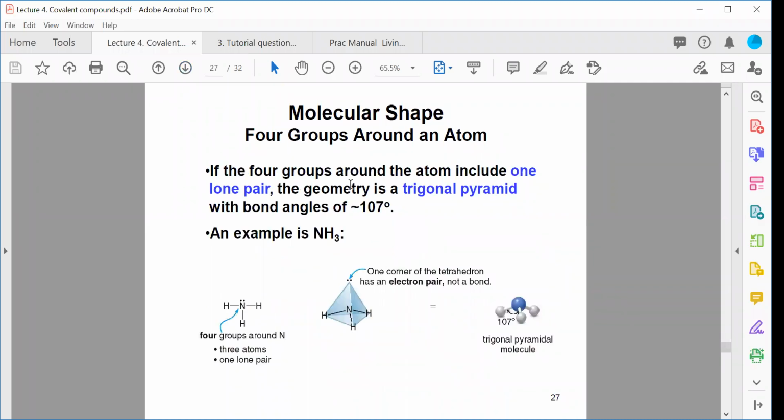All right, if the 4 groups around the atom include 1 lone pair, then the geometry is trigonal pyramid with bond angles of about 107 degrees. So the example here is NH3, and you know that already is ammonia. So here's our central atom, the nitrogen. 3 groups here. The 4th group is the lone pair on the nitrogen.